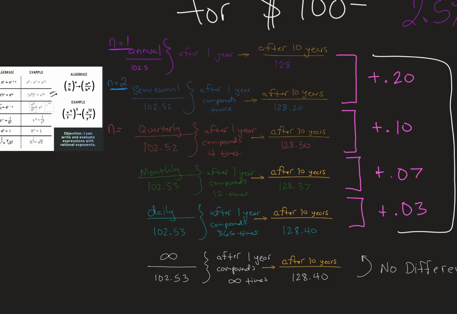Quarterly, n equals 4, because it's going to happen 4 times a year. Monthly, n would equal 12 because it would happen 12 times a year. Daily, well, I think you know how that would work. It would be n equals 365 times a year.